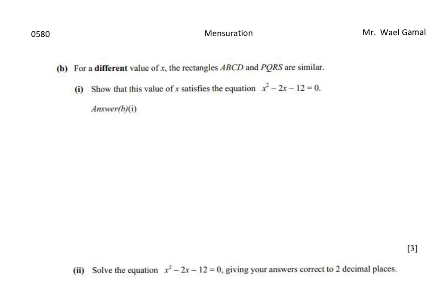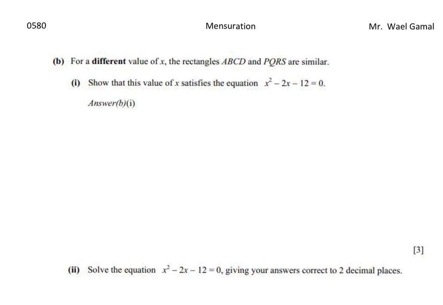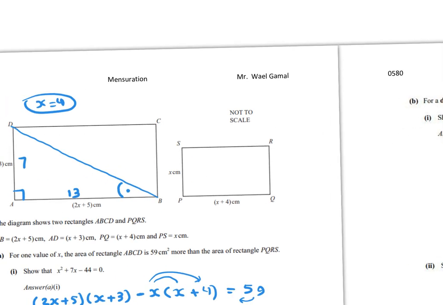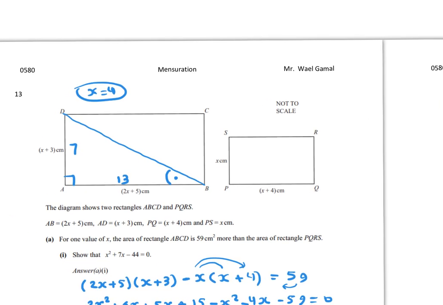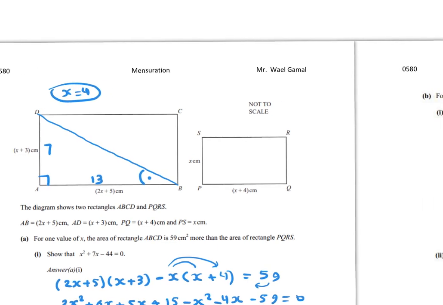Now next, part B, for a different value for x. The rectangles ABCD and BQRS are similar, show that the value of x satisfies the equation x squared minus 2x minus 12. If the two shapes are similar, the ratio between sides is the same, or the sides are proportional. So length over length equals width over width. So x plus 4 over 2x plus 5 equals x over x plus 3. So we can use that.